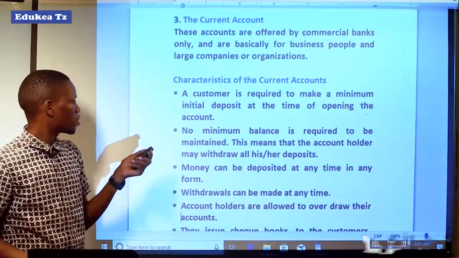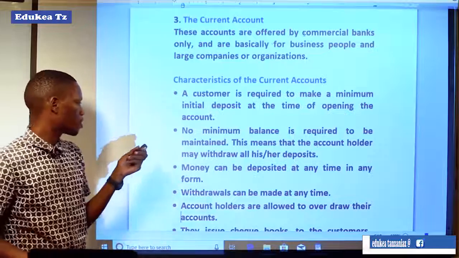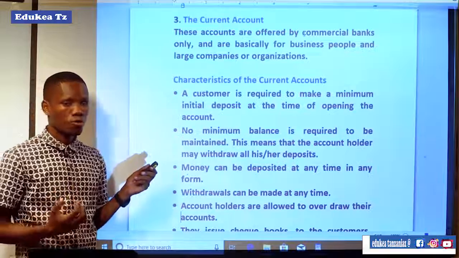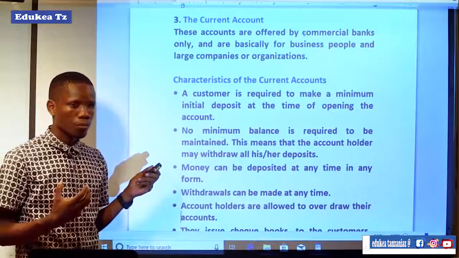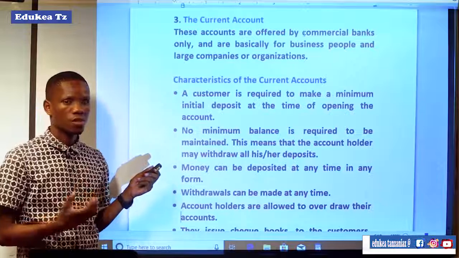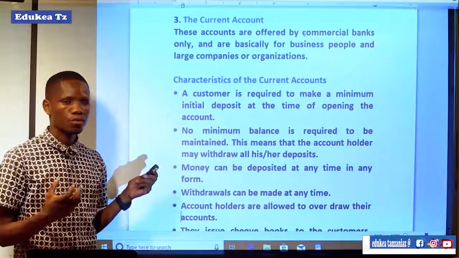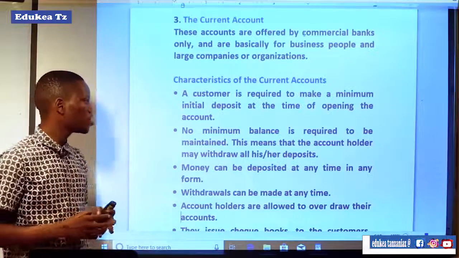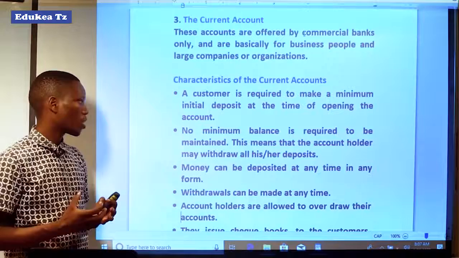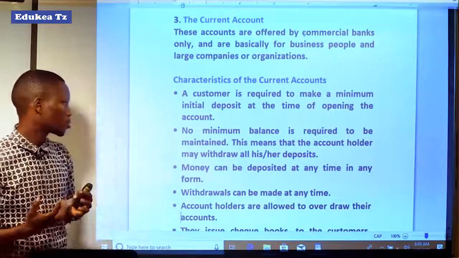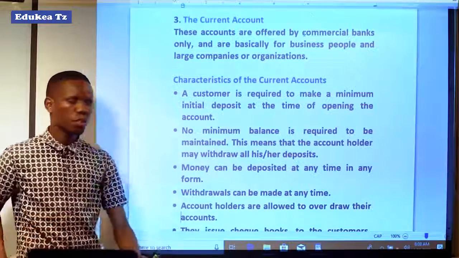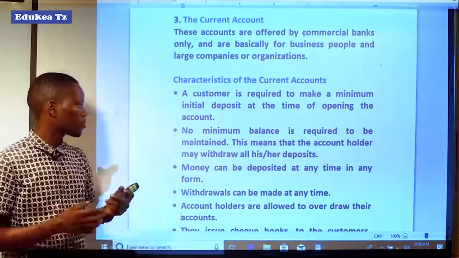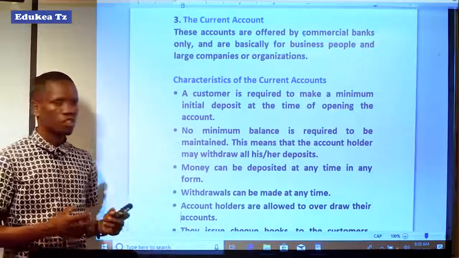Also, no minimum balance is required to be maintained. As we have seen in the other types of account offered by these commercial banks, like the savings account and the fixed deposit account, there is a need for a certain minimum amount or balance to be maintained in those types of account. Now, in this type of account, no minimum balance is required to be maintained.